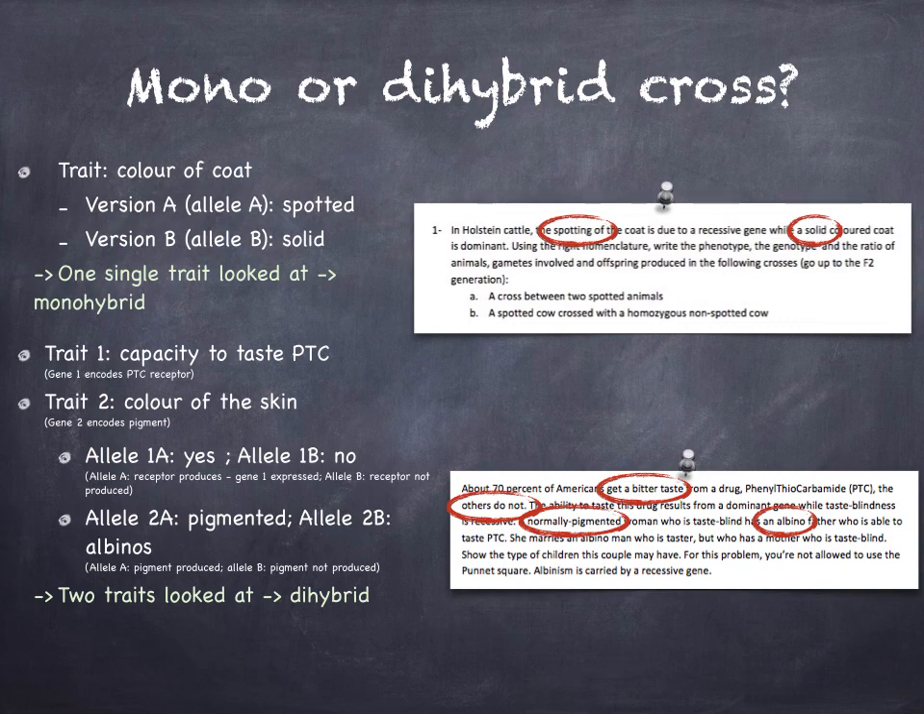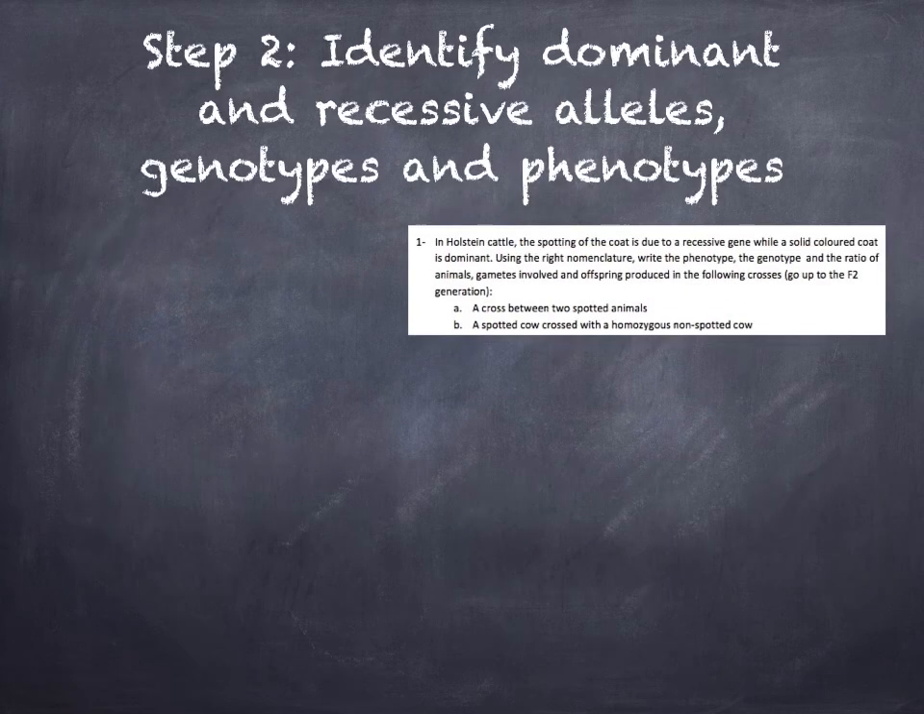So for the remaining part of this video, we'll concentrate on a monohybrid cross, so the problem with the spotting of the coat in the Holstein cattle. So the next step, step number 2, is to identify the dominant and recessive alleles, the genotypes and phenotypes of individuals that are presented in the problem.